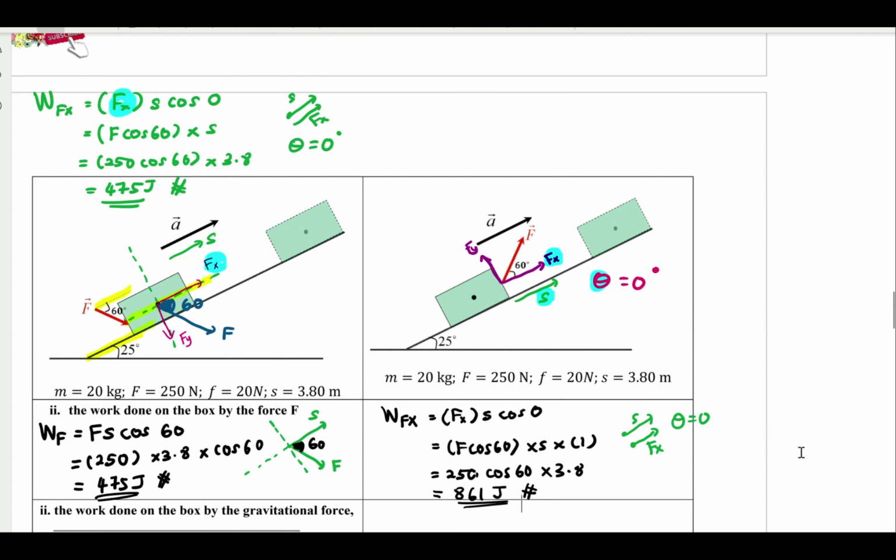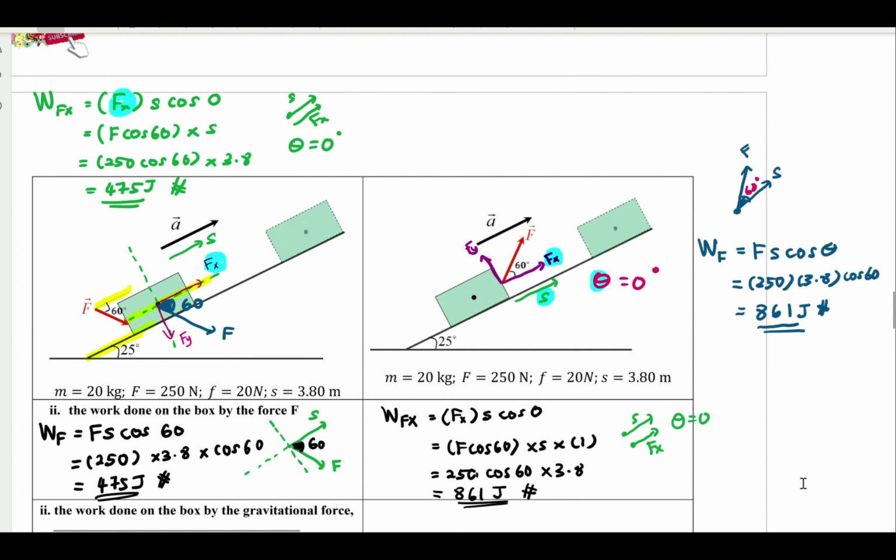If you do not want to resolve, is that possible? Yes, it is possible. That means S is in this direction. Where did F go earlier? F goes here, where the angle between F and S is 60 degree. So, if you want to find the work done by the external force F, not Fx but F, because we did not resolve, it will be F S cos theta. F is 250, S is 3.8, and then cos 60, the angle between F and S. The answer will be the same, 861 joule. Do not forget the unit. Okay, very good.